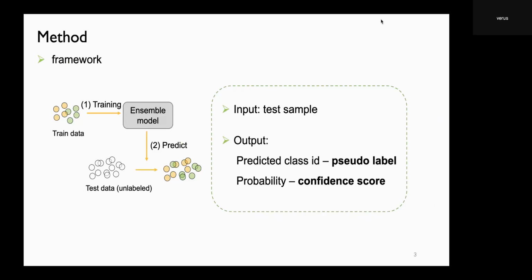Step 2. We average the predictions of the 3 models to get the ensemble result. Here we call the predicted label of the test data the pseudo-label, and the averaged probability the confidence score.